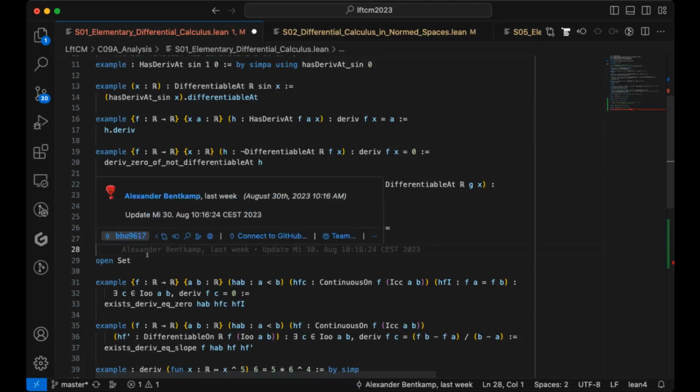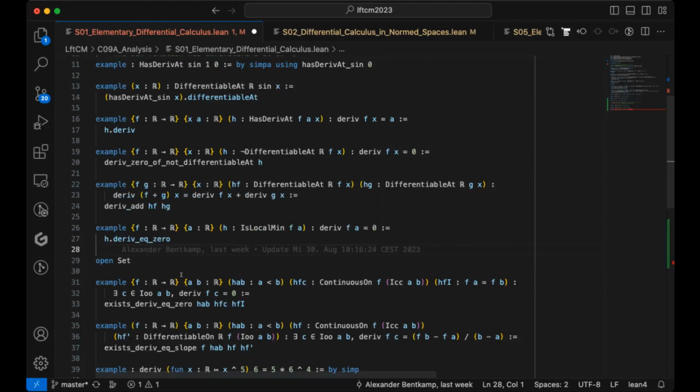So what's happening here on line 27 is that there is a lemma, which I'll jump to in a moment, and its name is local min dot deriv equals 0. That's the fully qualified name of this lemma. The statement of that lemma is that, if you have a local minimum at a, then your derivative is 0.